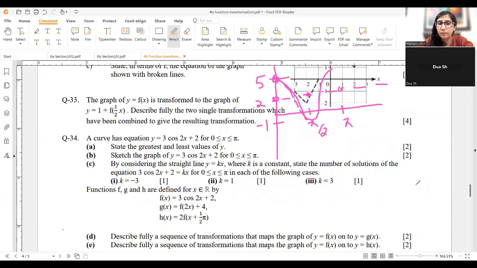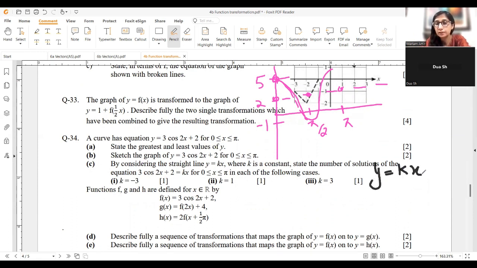Okay, we've sketched the graph by considering the straight line y equals kx, where k is a constant. State the number of solutions of this equation, 3 cos 2x plus 2, which is the graph that we plotted, and equals kx, which is a straight line that we will now draw. So we're going to draw a straight line over our graph and see how many points of intersection there are. The straight line is y equals kx.